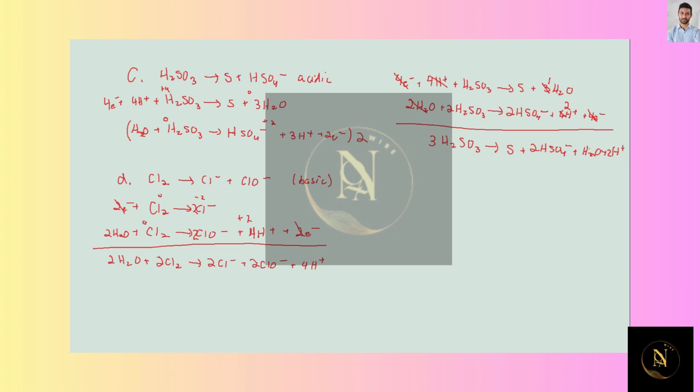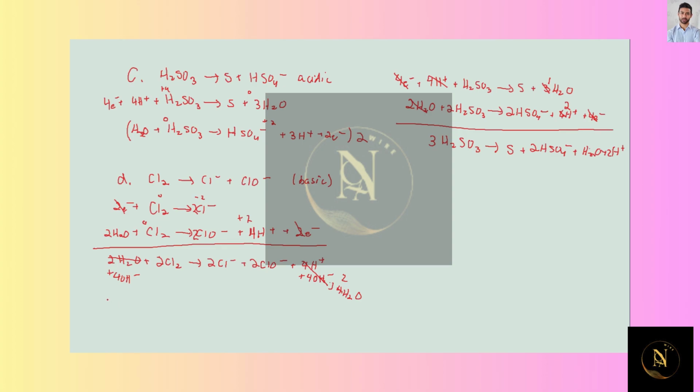Now I'm going to take care of the fact that it is basic, so I'm going to neutralize my H pluses with OH minuses. So I'm going to add the same number of H pluses. I'm going to add that many OH minuses to both sides. So it's plus 4 OH minus. That becomes 4 waters. And then I can simplify my waters. I can subtract the 2 over, and that becomes 2.